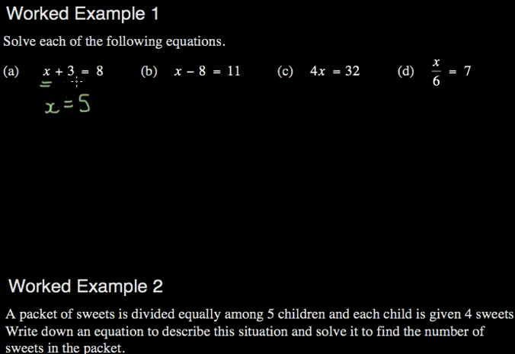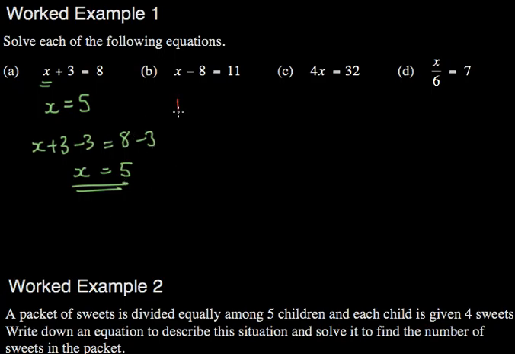Now I could solve this in a different way by subtracting 3 from both sides. So x plus 3 minus 3 is going to be 8 minus 3. And the plus 3 minus 3 actually cancel out, leaving you with x equals 5. And that is the way that you should do it if you can't just solve it through inspection.